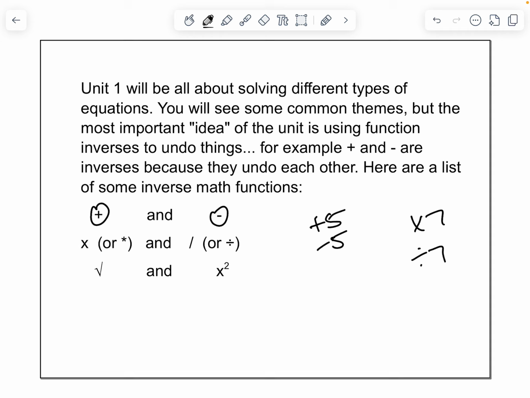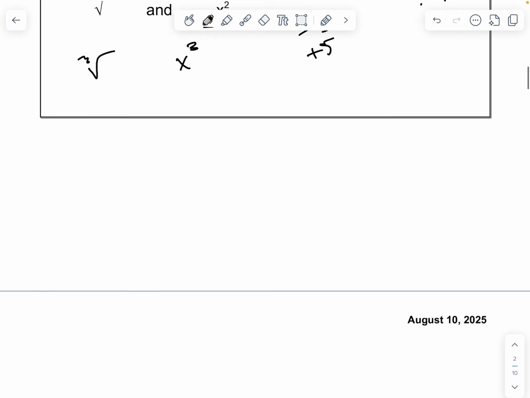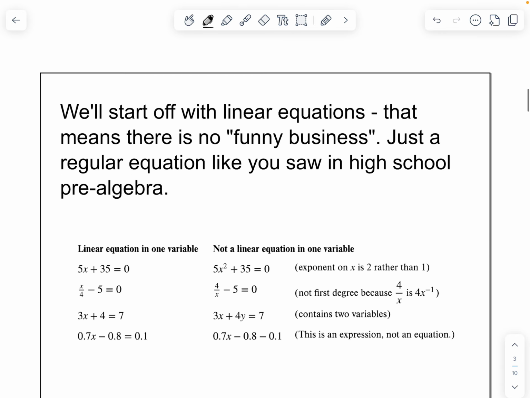If I had a square root, I could undo it with a square. These go backwards as well, so if I had a minus 5, I could undo it with a plus 5. Any root will undo the same exact power, right? So a fourth root would undo a fourth power, fifth root with a fifth power. We're going to see more of this today. We're going to start off with linear equations.